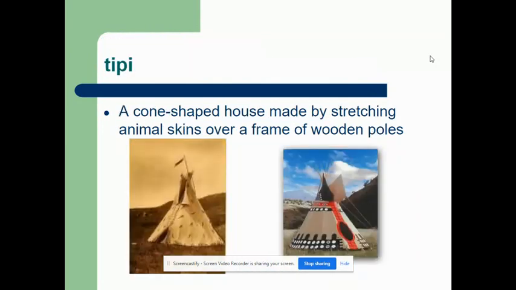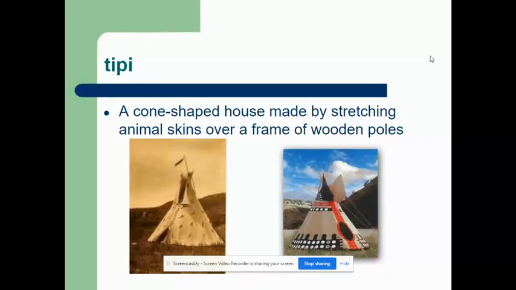Teepee. Teepee is simply a cone-shaped house made by stretching animal skins over a frame of wooden poles. And the unique thing about a teepee is, one, you could make it the size you wish, but the other thing is that it's movable. Think of it like a tent. Think about it if you were to go camping. You might spend a couple of days in one location and then you move to a different location. You just basically pack up your tent and move it to the next location and put it back up. A teepee was essentially the same thing.